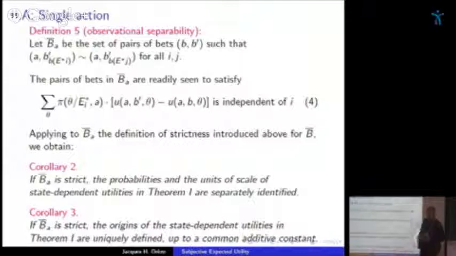We do not limit ourselves to action-independent preferences, because for the observations that would be irrelevant. And what is perhaps more important, second result, we can now identify the origins of the state-dependent utilities. How many minutes? 5 minutes. Very good.